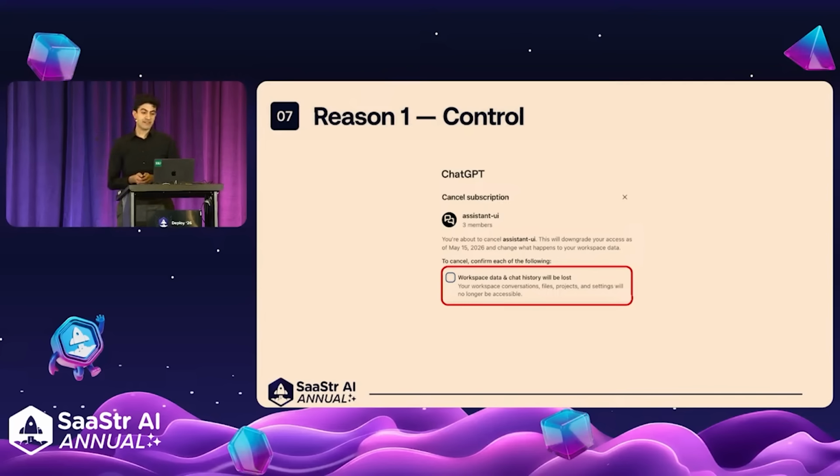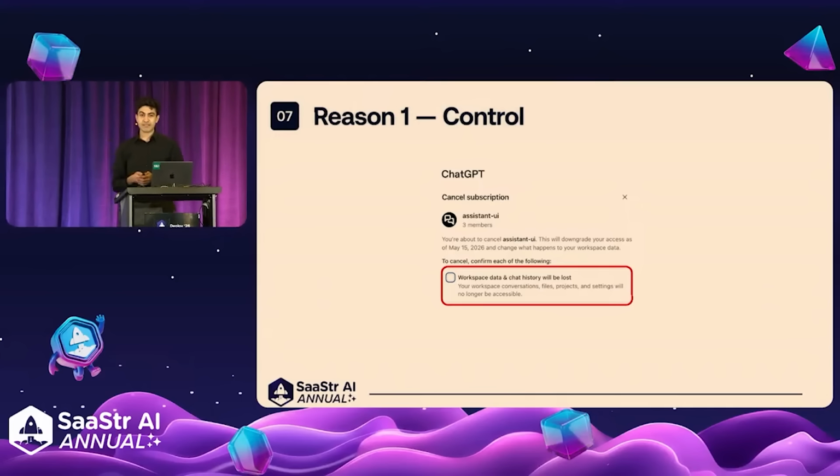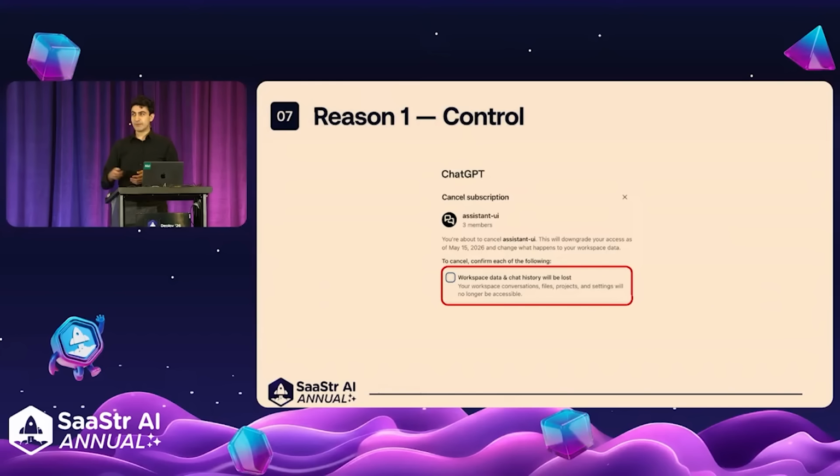Control is the first one. My friend was trying to unsubscribe from ChatGPT today, and they had to check this checkbox, which says, if you unsubscribe from ChatGPT Business, your workspace data and chat history will be lost. It's very hard to extract your data. There's no button for it. You have to call support. And even if you extract your chat history data, you can't really easily import it into Claude or other tools. So you end up continuing to pay the monthly fees for ChatGPT.